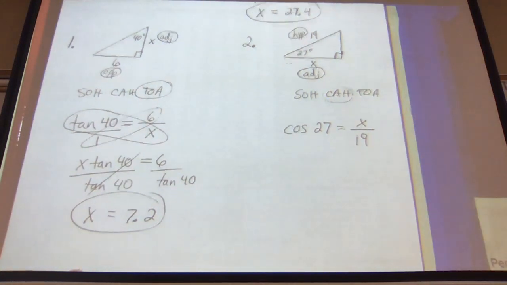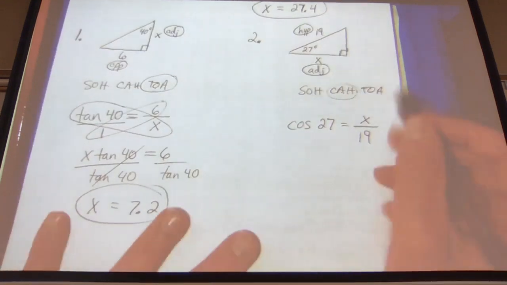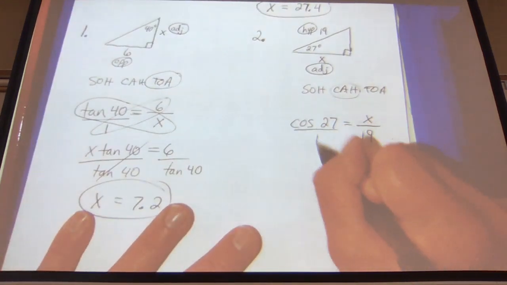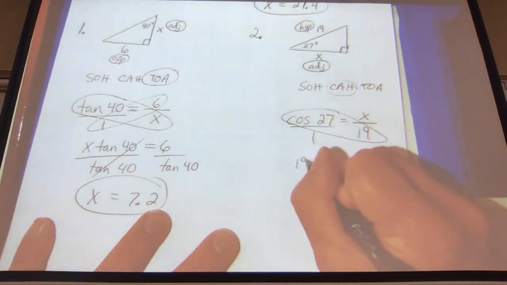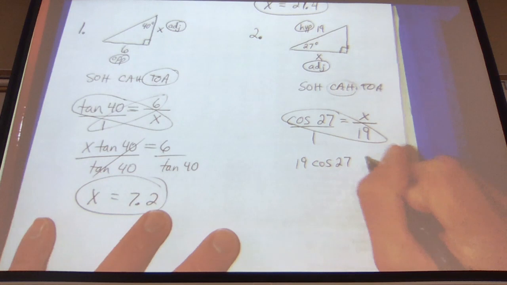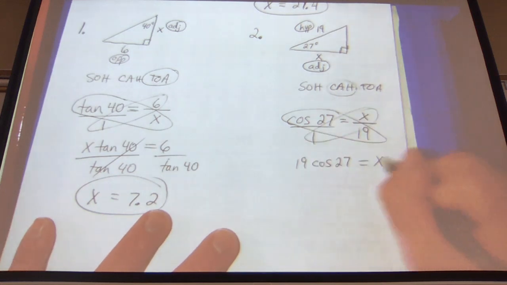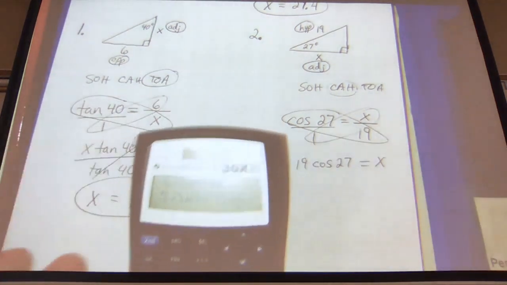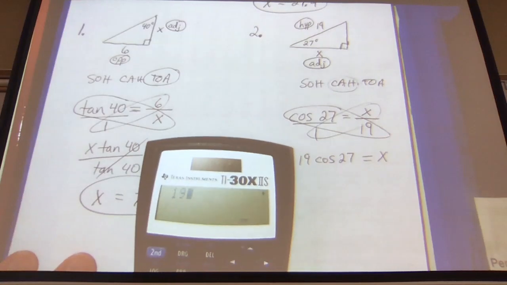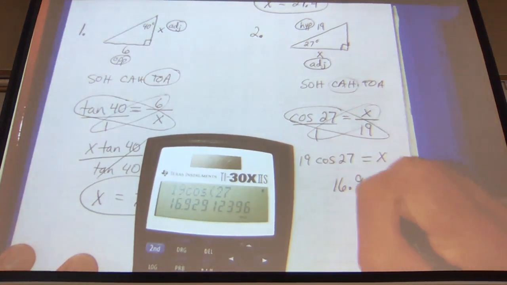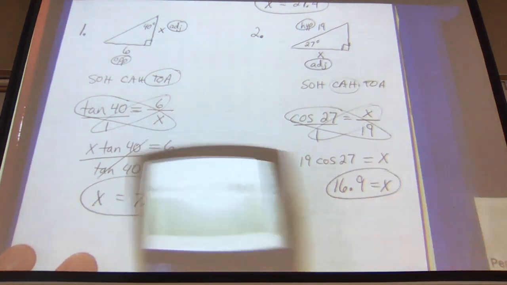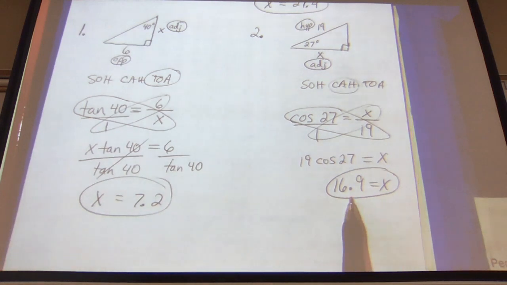Now again, you can solve this by multiplying both sides by 19, or if you're more familiar with the proportions and you want to put that over 1, you can do it this way. Cross multiplying it would give me 19 times the cosine of 27 here. 1 times x is x. If I put that in the calculator, 19 times cosine of 27, about 16.92. We'll round that to 16.9. Any questions on how I got here?